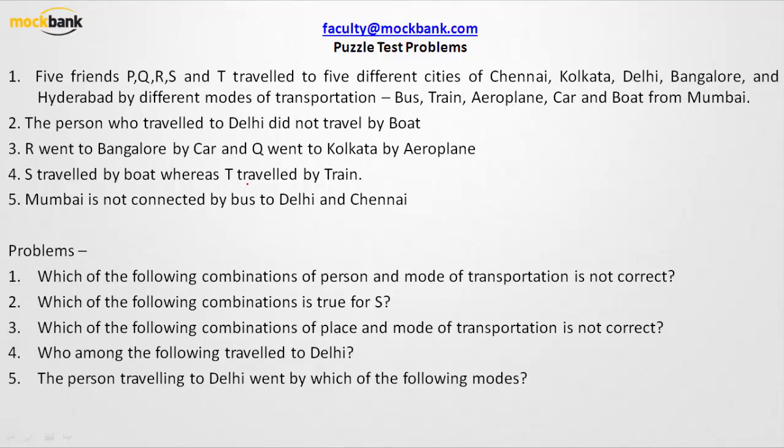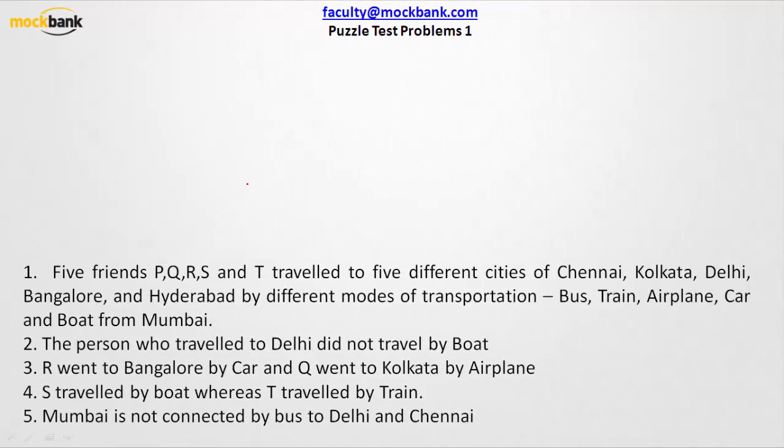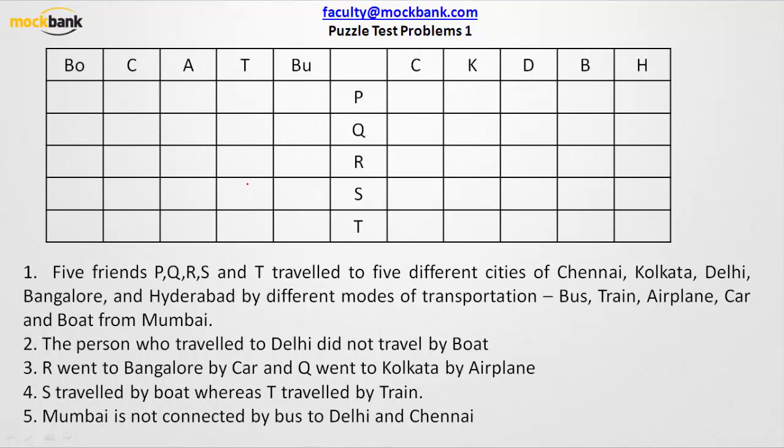Now let us try to write our information systematically the way we learned in the previous video. These are the statements that are given to us, and I would like to write my information in this way. So these are friends P, Q, R, S and T. They are traveling to five different places: Chennai, Kolkata, Delhi, Bengaluru and Hyderabad. I have not written the whole lot of thing. Slowly you should also be realizing that writing a lot will certainly be wasting your time. Now there are five different modes of transportation: bus, train, aeroplane, boat, and car.